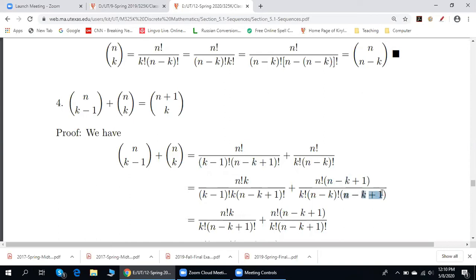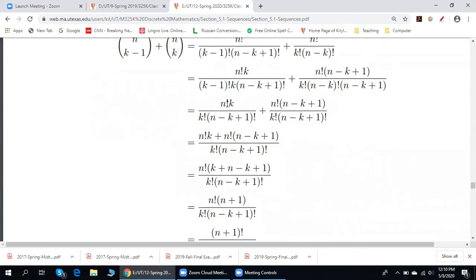After that, observe that k minus 1 factorial times k is k factorial. Similarly, n minus k factorial times n minus k plus 1 is n minus k plus 1 factorial. Note that now we have the common denominator. So we add up the tops. Done.